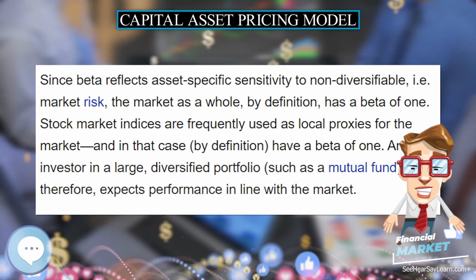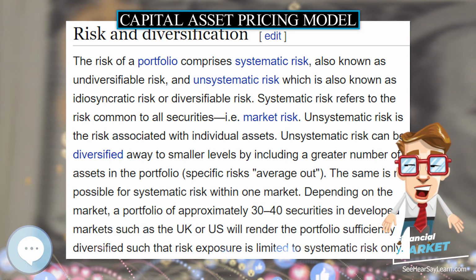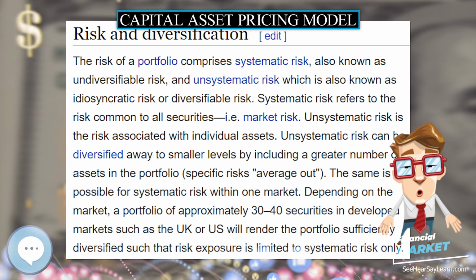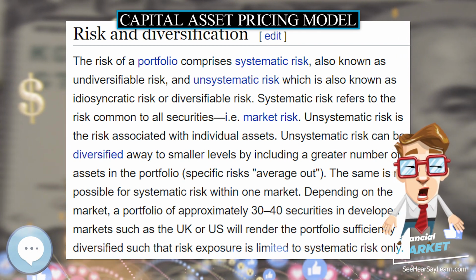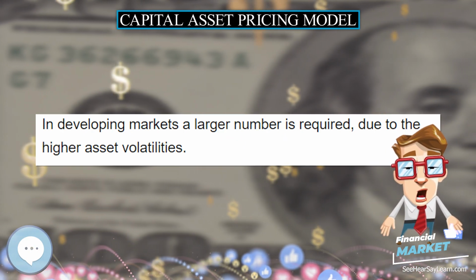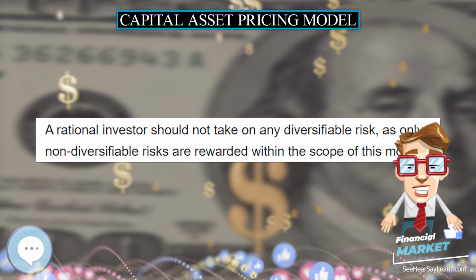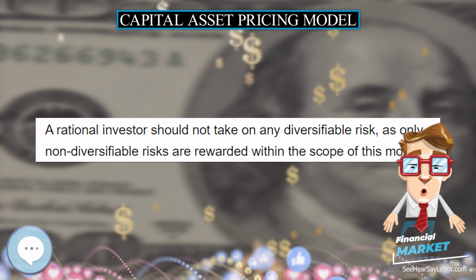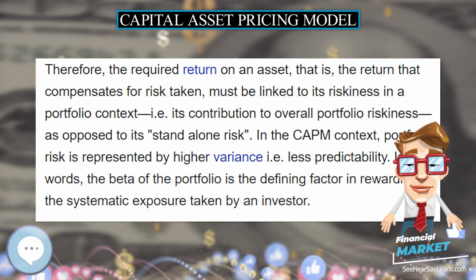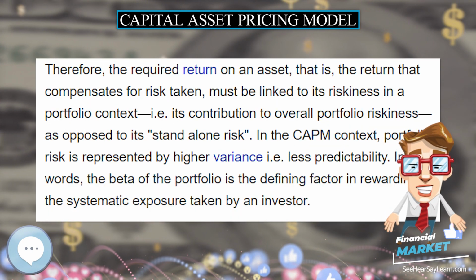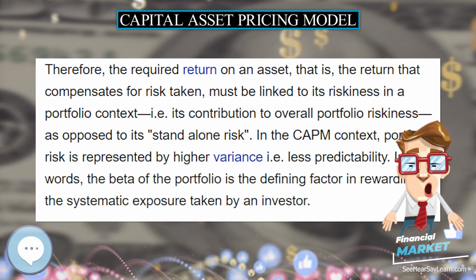Fischer Black, 1972, developed another version of CAPM, called Black CAPM or Zero Beta CAPM, that does not assume the existence of a riskless asset. This version was more robust against empirical testing and was influential in the widespread adoption of the CAPM formula. The CAPM is a model for pricing an individual security or portfolio.